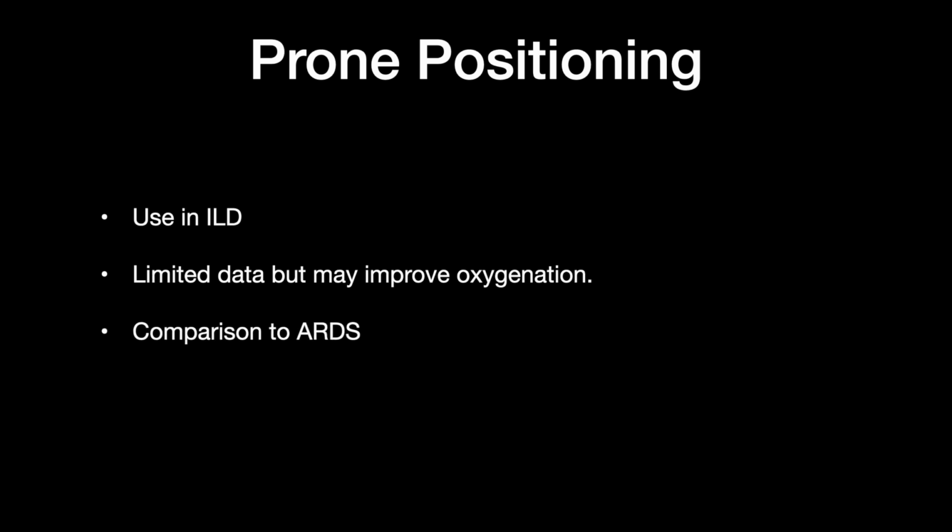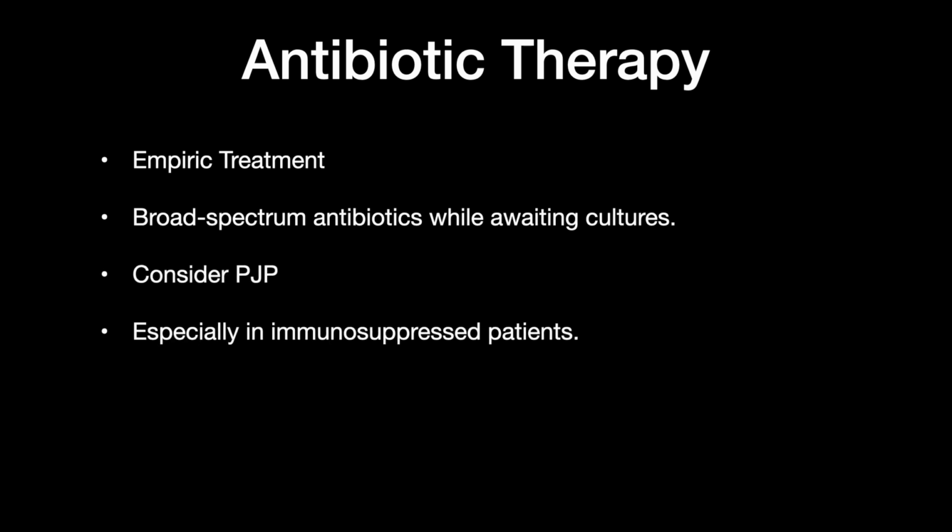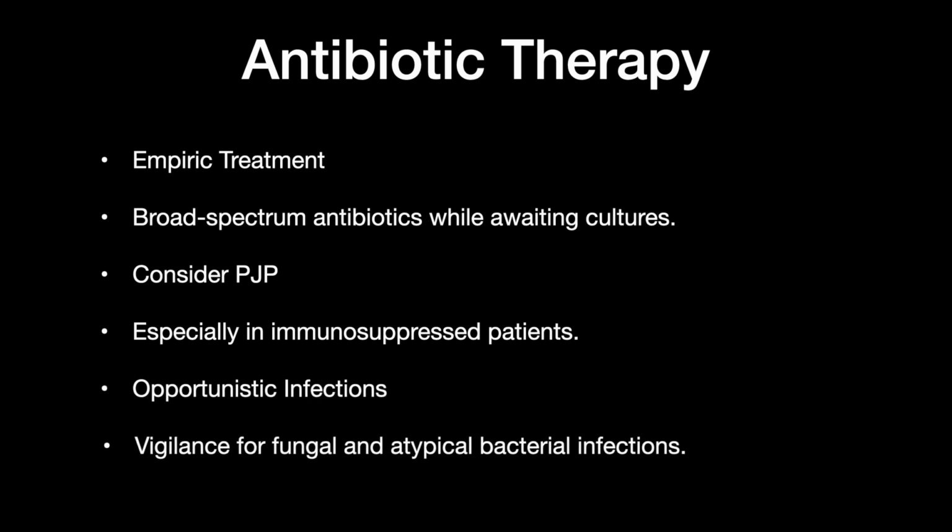It does improve oxygenation, but its effectiveness in a setup like ILD, where there is no recruitable lung, is not very good. Regarding the antibiotics, since infection is the most important trigger, empirical antibiotics should be started. Awaiting cultures, consider PJP, especially if the patient is immunosuppressed. Opportunistic infections should be suspected. Vigilance against fungal and atypical bacterial infection must be kept in mind.